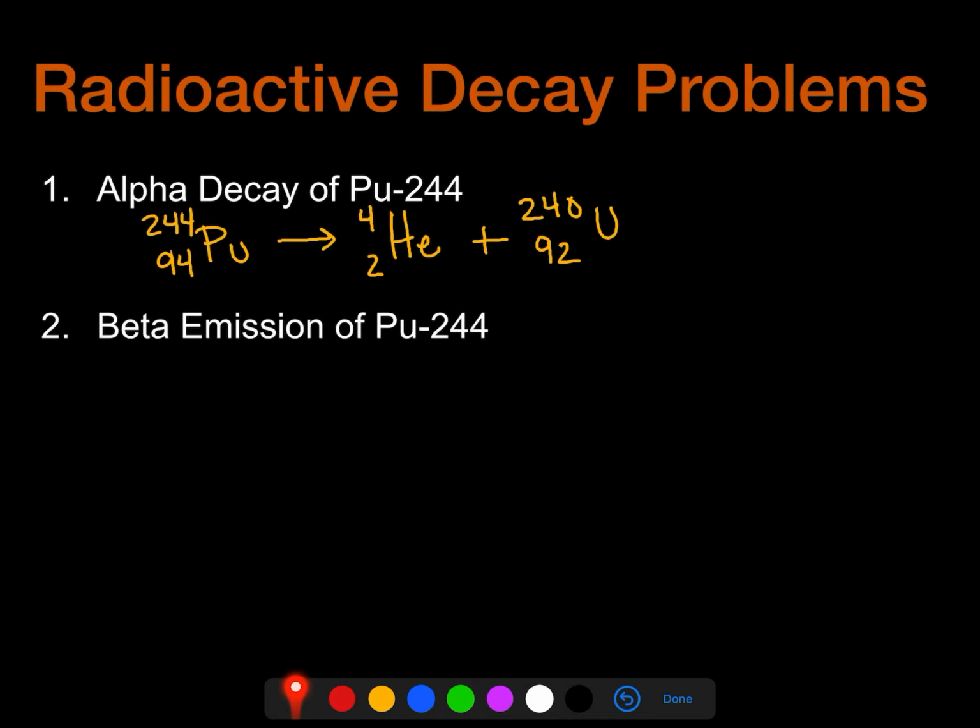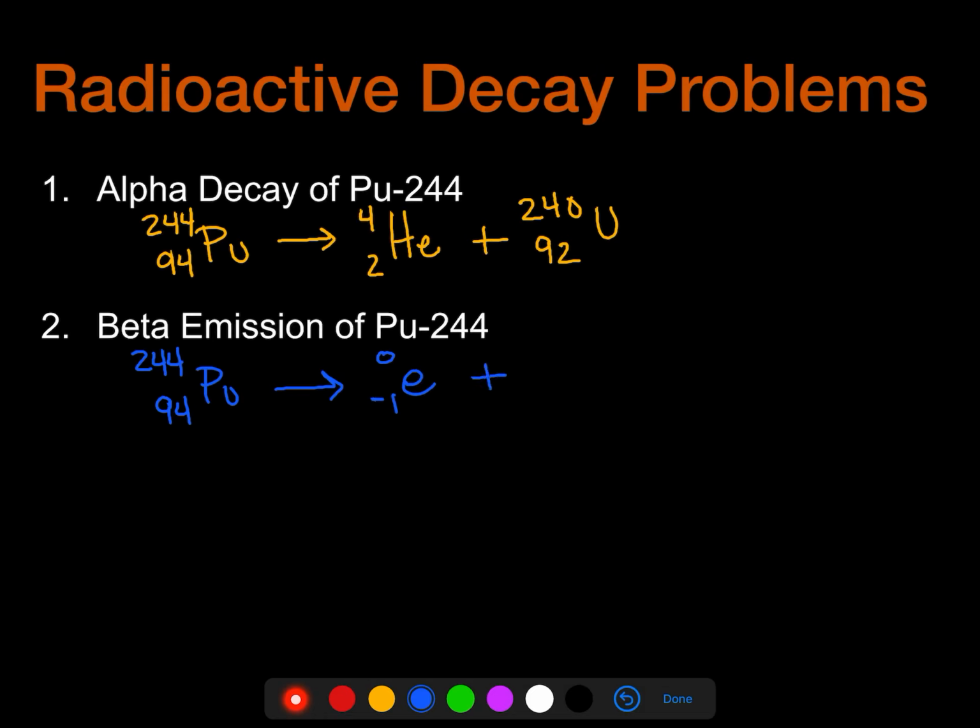If we were to take that plutonium-244 and apply a beta emission to it, we'll start the same way: plutonium-244, 94 on the bottom. We're going to represent our nuclear change with an arrow. And now we're going to see that beta particle.